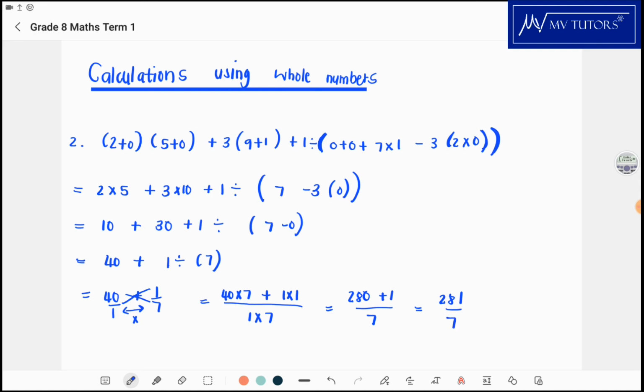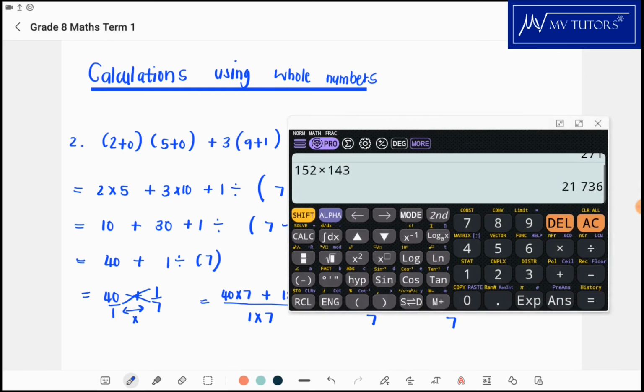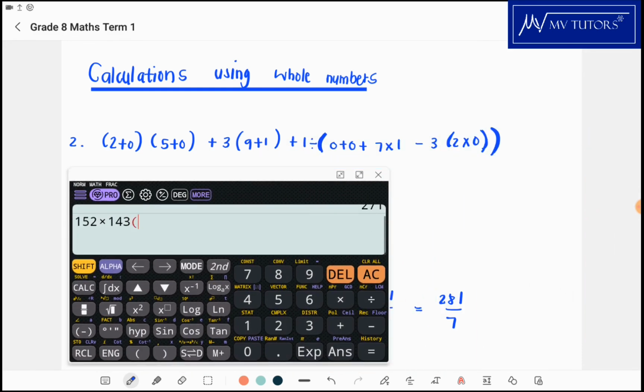If you think this answer is wrong, you can always check on the calculator. So let's just put everything together as it is. Okay, so I have 2 plus 0 multiplied by 5 plus 0 plus 3, and in brackets 9 plus 1. Then I have plus 1 divided by, in brackets 0 plus 0 plus 7 times 1 minus 3, and in brackets 2 times 0. See, we have 281 over 7.